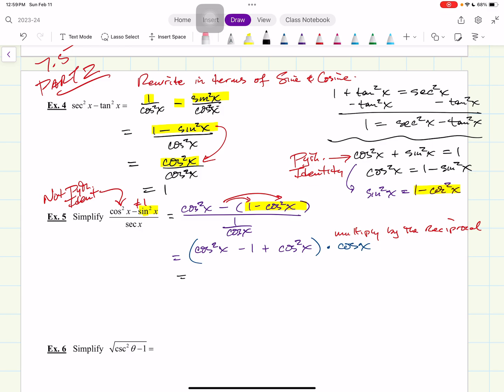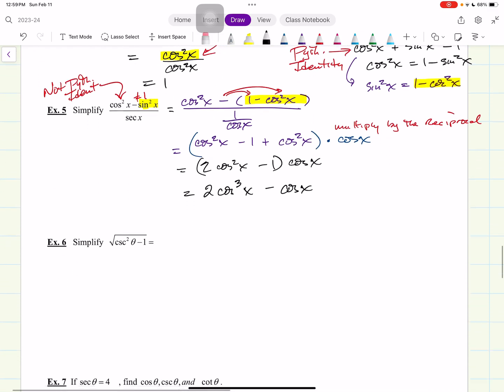So I got 2 cosine squared x minus 1, times cosine x. And if you distribute through, you get 2 cosine cubed x minus cosine x. Nothing great. This is a weird example. It doesn't simplify to something really nice. Yeah, not too fond of that one right there. Okay, let's move on.